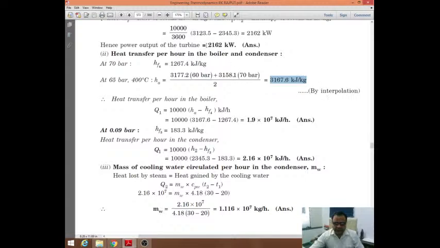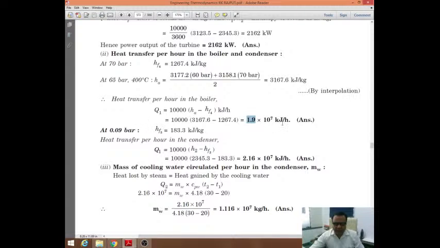So we take the subtraction of these two parameters, that is ha minus hf4, and you will get the heat rate into the boiler, multiplied of course by the steam rate. It is found to be 1.9 into 10 to the power 7 kilojoules per hour.